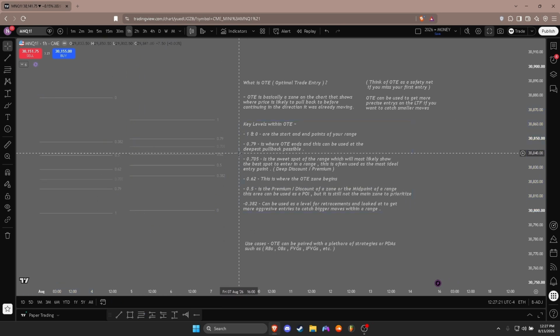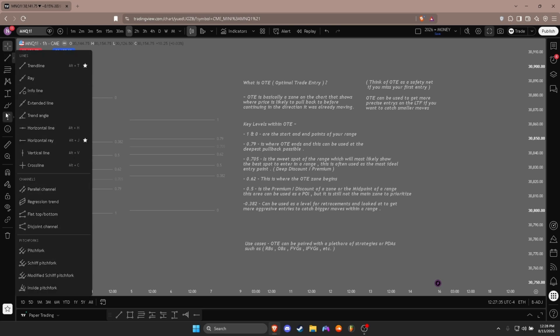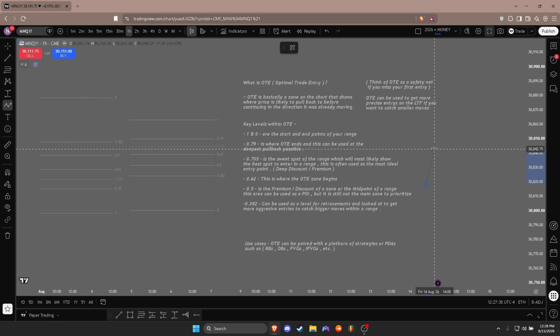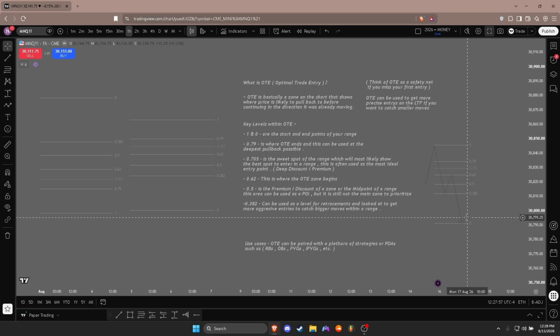So let me explain the key levels. Your one zone and your zero zone are the start and end points of your range. Let me show you what I mean. If we're trading in the current leg and I want to mark OTE from this high to this low, this would be the start of the leg I'm marking my OTE in, and the zero would be the end.